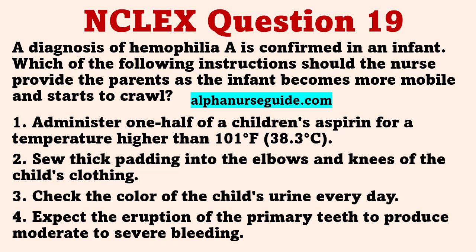The correct answer is 2. As the hemophilic infant begins to acquire motor skills, the risk of bleeding increases because of falls and bumps. Such injuries can be minimized by padding vulnerable joints. Aspirin is contraindicated because of its antiplatelet properties, which increase the infant's risk for bleeding.